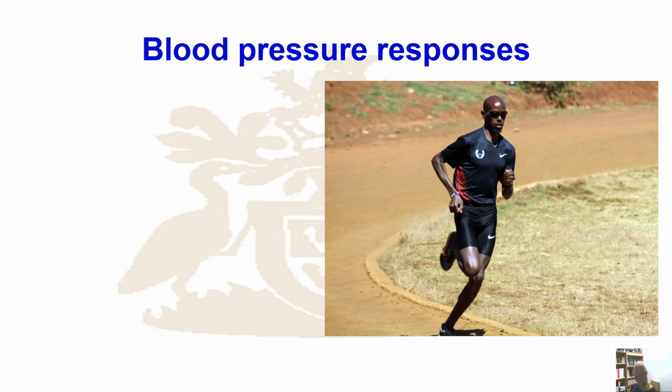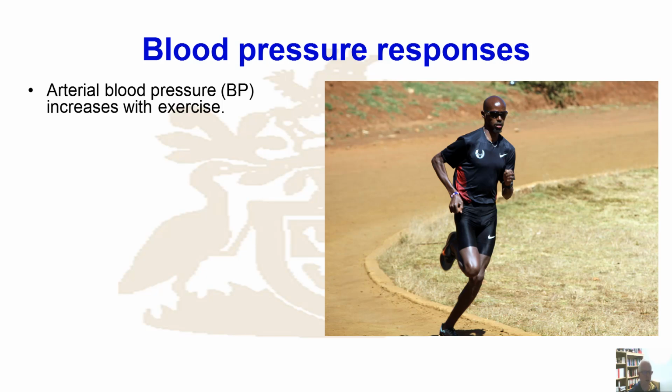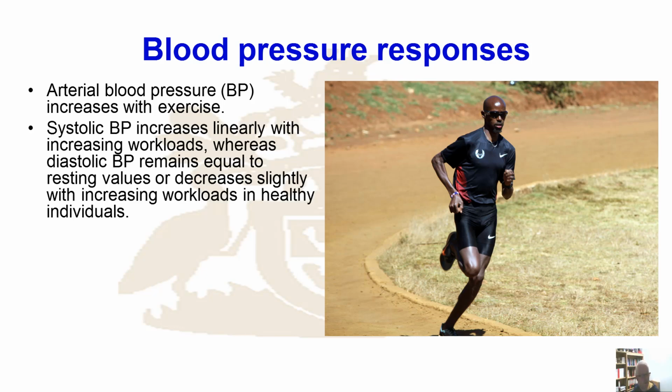We've got high pressure at the heart, but as we move away from the heart, the pressure starts to fall. And of course, on the venous side, one of the only ways that we can get the deoxygenated blood back through the circulation is by using blood pressure gradients. Well, the first thing is this: we've got arterial blood pressure, and arterial blood pressure increases with exercise intensity.